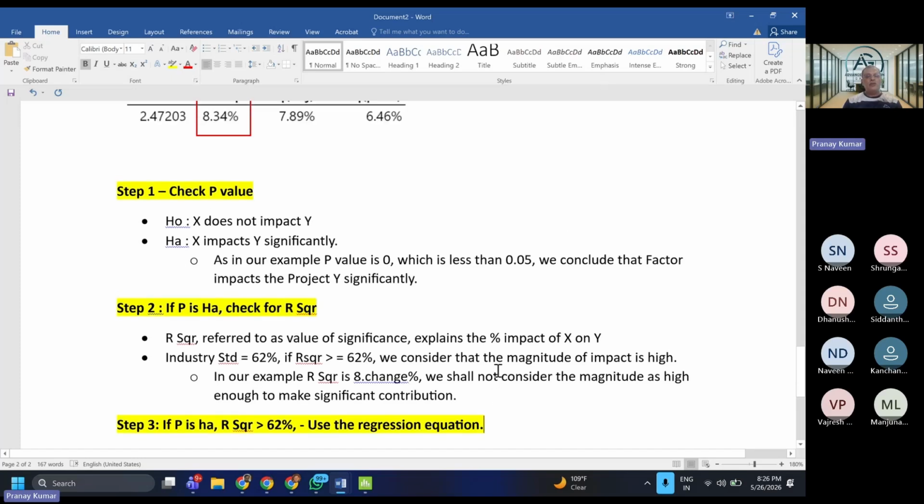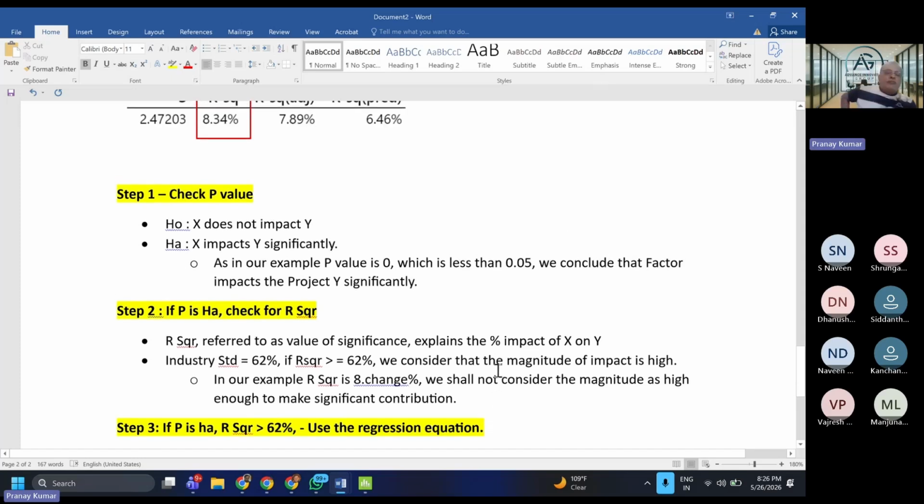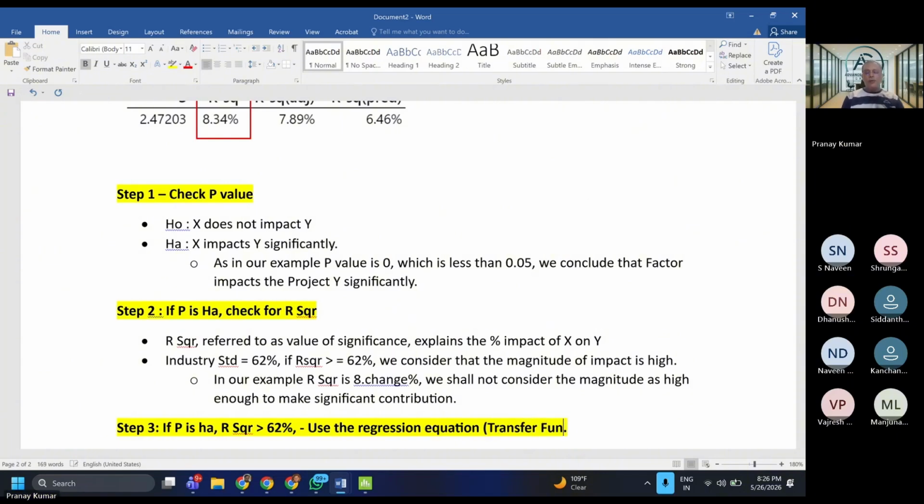When you are doing your regression, you should look at the p-value, the R-square value, and the regression equation, and decide whether the factor actually impacts, how much the impact is, and whether I can use a transfer function. Regression equation in other methods will also be referred to as transfer function. For example, when you're doing DOE, because it is not a regression anymore, you tend to call it a transfer function instead of a regression equation. Okay, everyone?